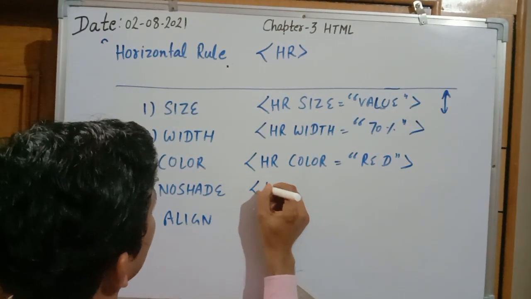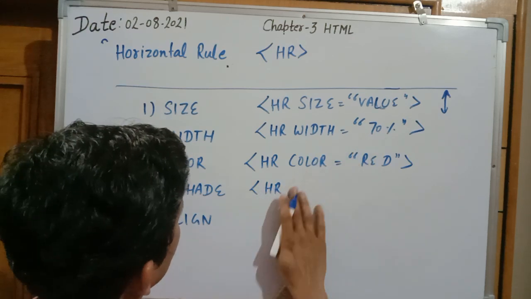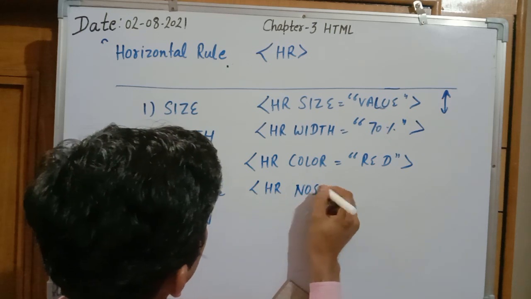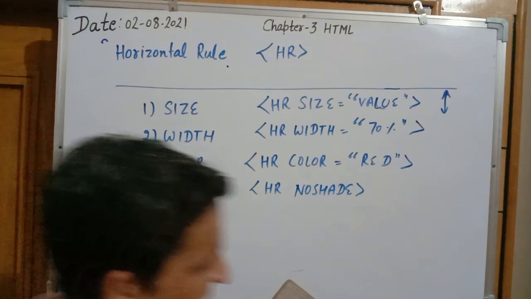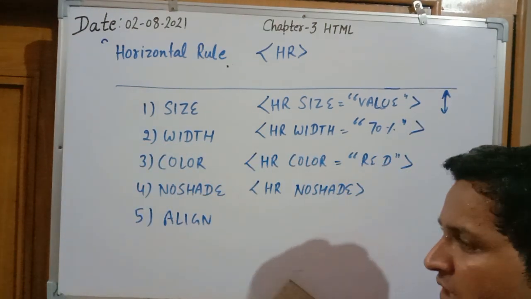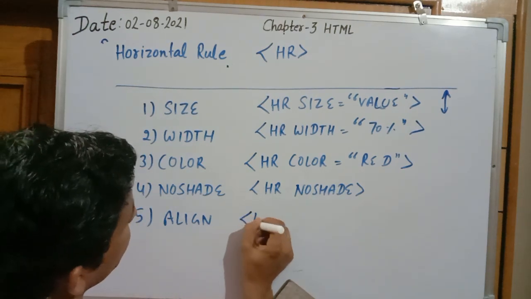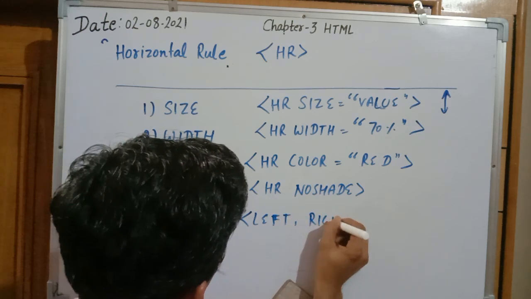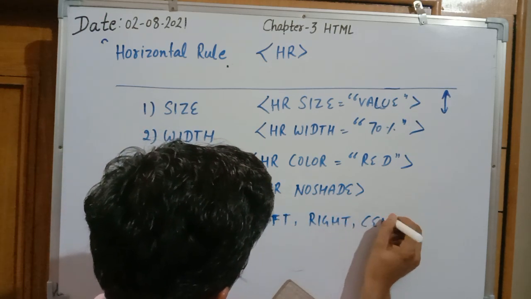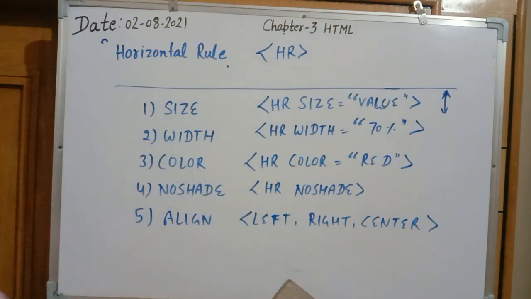Fourth attribute: if you don't want to give shade, then you will write HR noshade. Noshade will remove the shade from a line. It will not display any shade within a program. And alignment specifies the position of the line. It will be displayed in the left, right, or center position. Three types of alignments are possible in the HR align attribute. So that is about your HR tag.